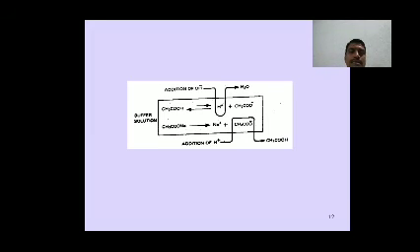Reaction of strong acid and strong base on acidic buffer solution. Acidic buffer solution: CH3COOH and CH3COONa. CH3COONa dissociates into CH3COO minus plus Na plus ions. On addition of H plus ions, the H plus ions interact with acetate ions to form undissociated acetic acid.